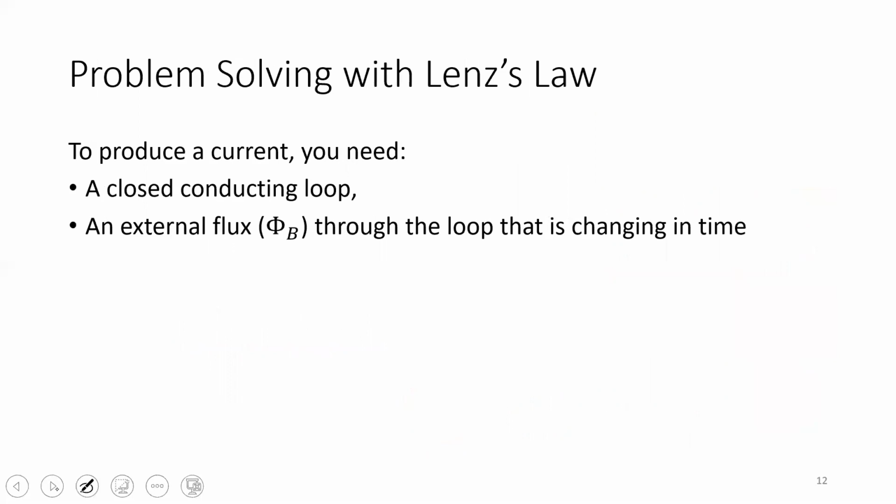If we want to solve any problems with Lenz's law, some of the things you're going to look for: if you're going to produce a current, you need a closed conducting loop to have an induced current. You also need an external flux, so you need a flux from an external field through the loop that is changing in time. If it's not changing in time, we're not going to see any induced current.